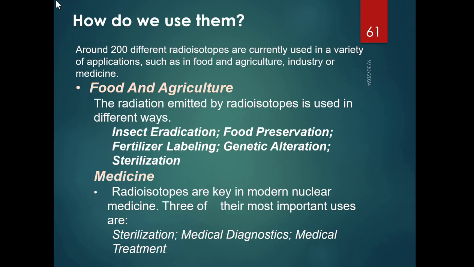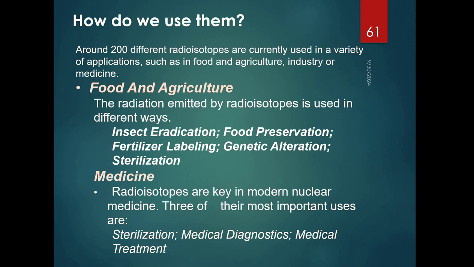Question is, how do we use these radioactive isotopes? We have about 200 different radioisotopes, which are currently used in a variety of applications, such as in food and agriculture, industry, or even medicine. You probably know that. So, how do we use them in food and agriculture? The radiation emitted by radioisotopes is used in different ways, like insect eradication, food preservation. You probably have heard about that. Like, you know that we can get rid of bugs by it. We can do fertilizer labeling. We can genetically alter things, or we can do sterilization.